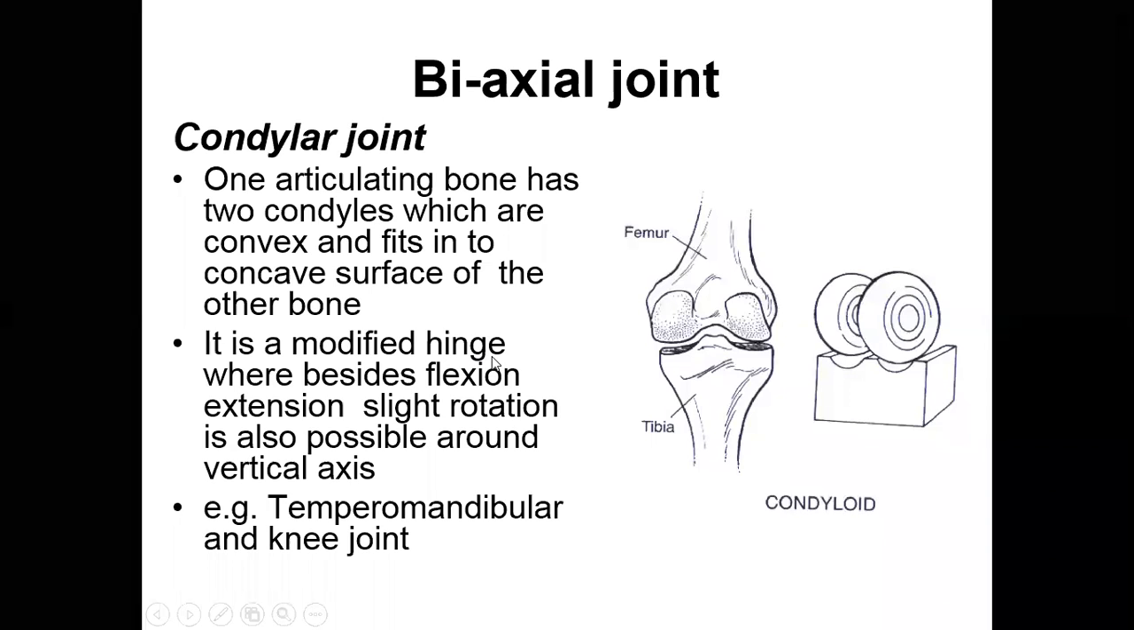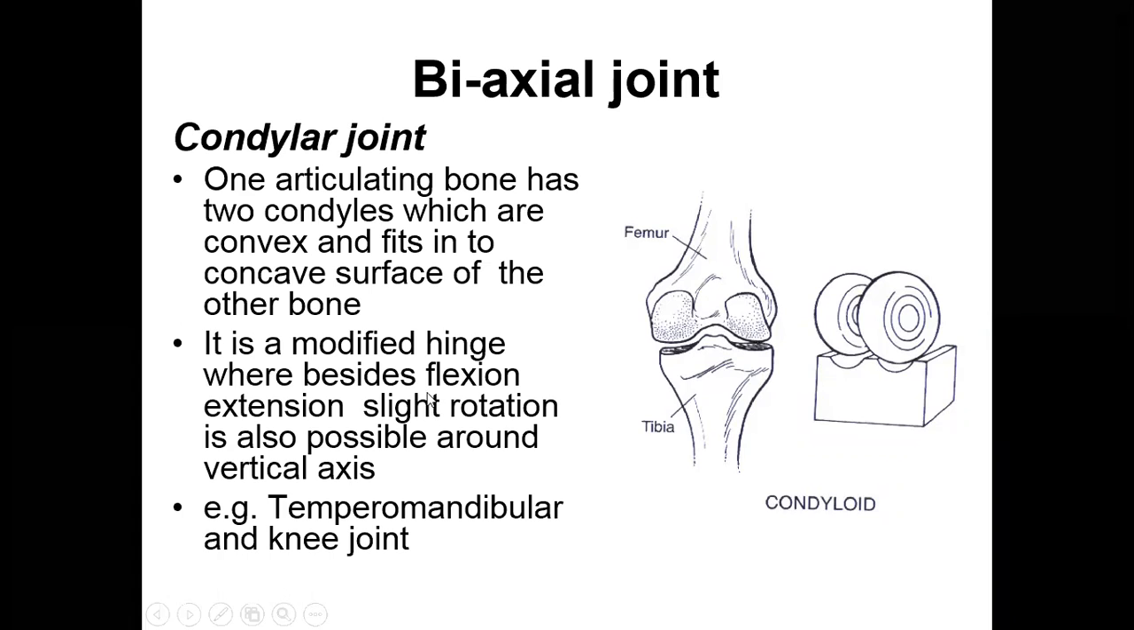You know what is hinge joint? Here you have movements in a single axis, but here it is a modified hinge. So besides having movements in a single axis, it has additional movement which can occur in the other axis. So totally you have got two axial movements. For example, if you come to knee joint, I said it is a condylar joint which has flexion and extension, and also there is a slight rotation. This can happen in a vertical axis.